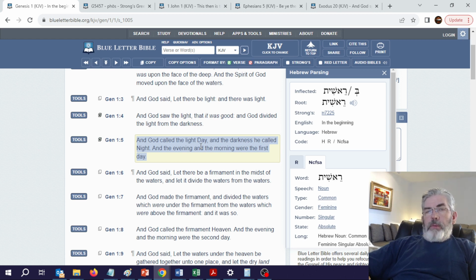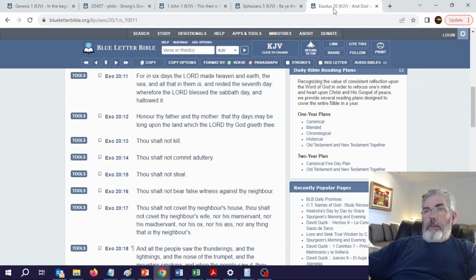However, it has a huge problem staring down at it, and that is actually found in Exodus chapter 20. So this is where the Ten Commandments are being given. And in Exodus chapter 20, verse 11, you'll see it says this: "For in 6 days the Lord made heaven and earth, the sea, and all that is in them, and rested the seventh day." Wherefore the Lord blessed the Sabbath day and hallowed it.